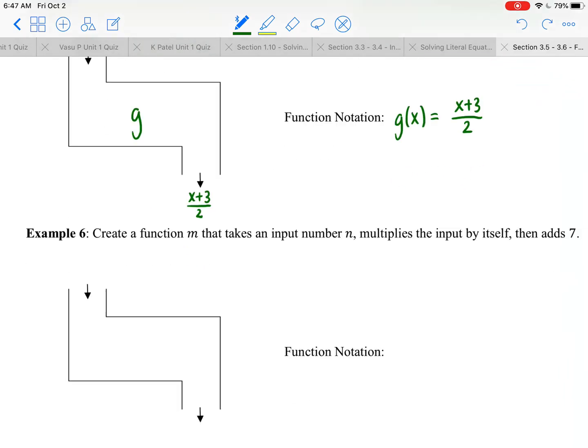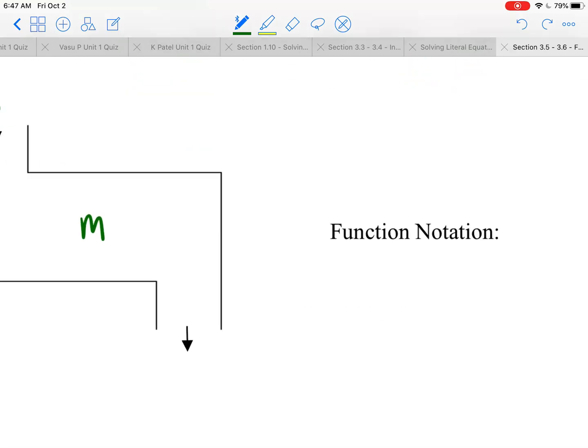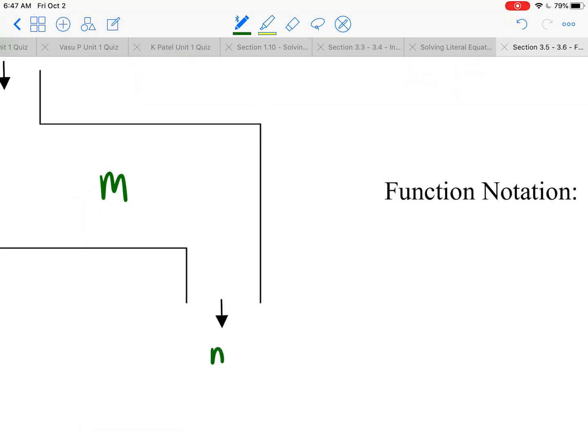Okay? All right. How about example 6? Create a function m. So m is the name of the function that takes an input number n, multiplies the input by itself, then adds 7. Okay, so how do we multiply an input number by itself? We say n squared, so n times n. That would work, but I'm just going to write n squared, and then it adds 7 to the result.